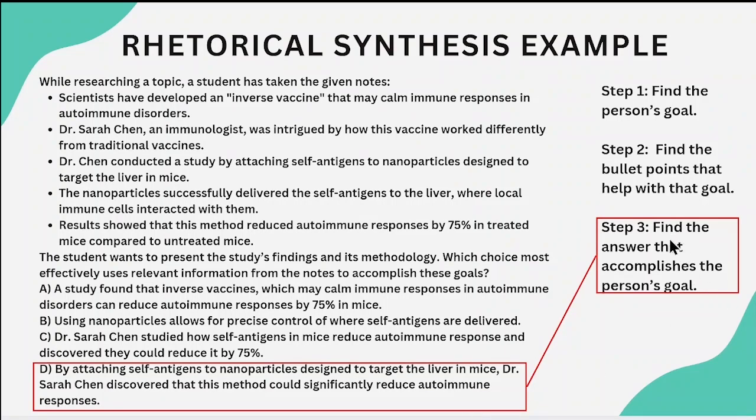This formula will work every single time in these questions, so don't get distracted trying to remember things from all the bullet points. First, understand students' actual goals, or the researchers or whoever it is in the question, and then look for the bullet points that actually relate to that. This is a way to eliminate a lot of useless information.